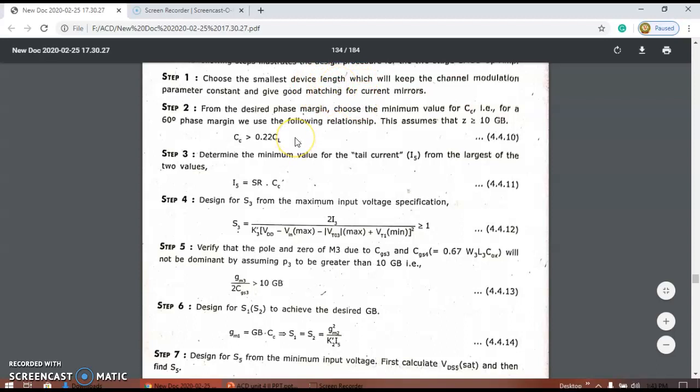And the second one is to choose the minimum value of the compensation capacitor. The third one is the minimum value of the current. And the next one is the maximum input voltage specifications.